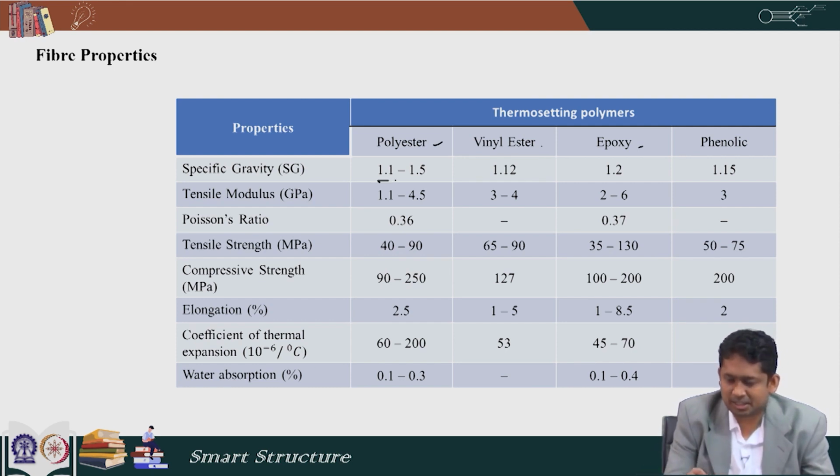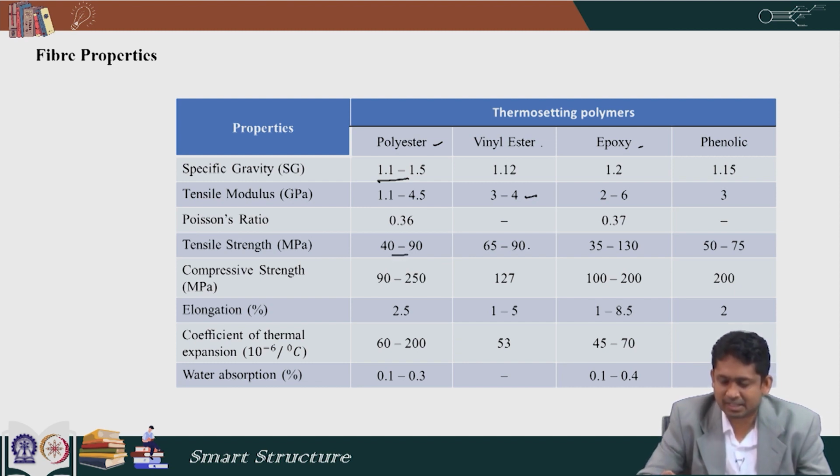Their specific gravities are more or less the same. If we talk about tensile modulus, we get more tensile modulus through vinyl ester. Poisson's ratio is again somewhat comparable. Tensile strength we can see is 40 to 90 megapascal for polyester, vinyl ester 65 to 90 megapascal, epoxy 35 to 130 megapascal, phenolic around 50 to 75 megapascal.